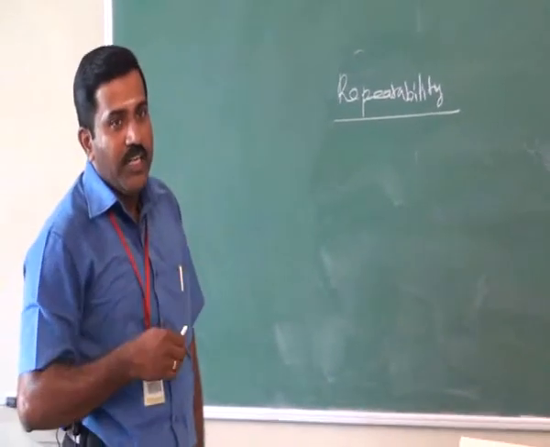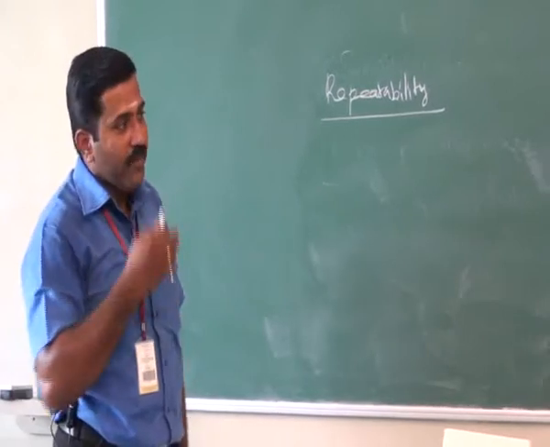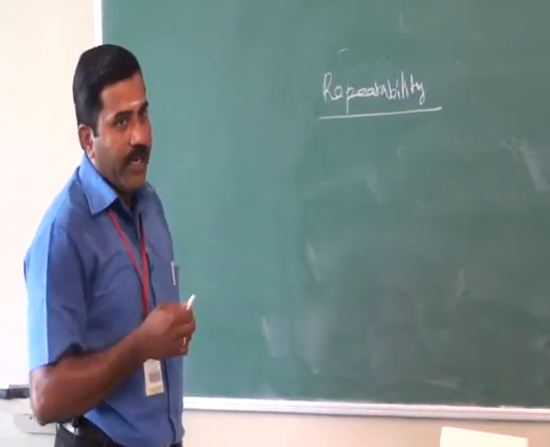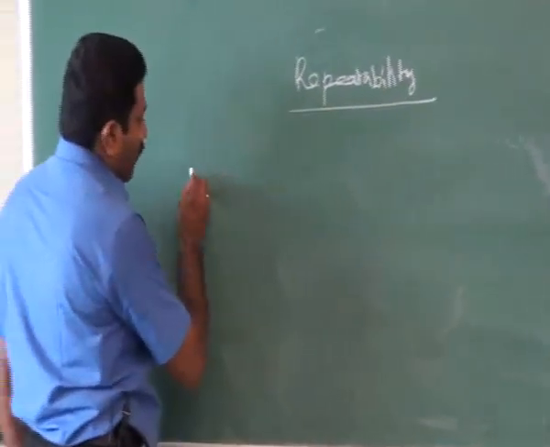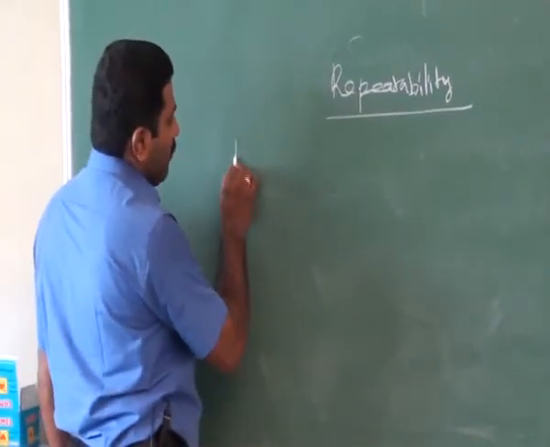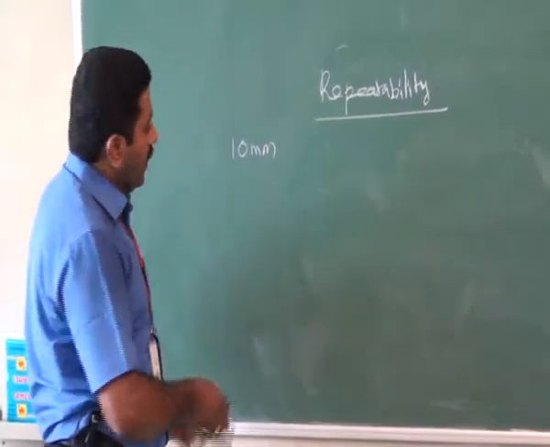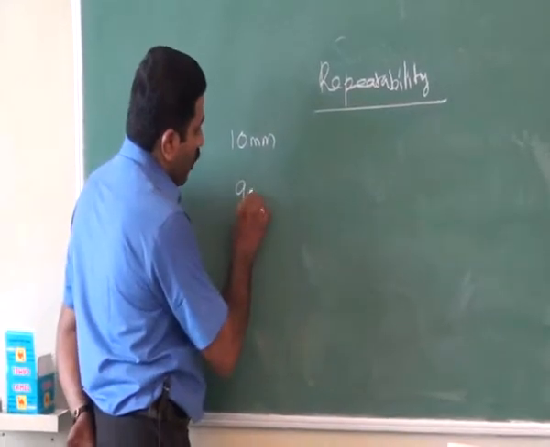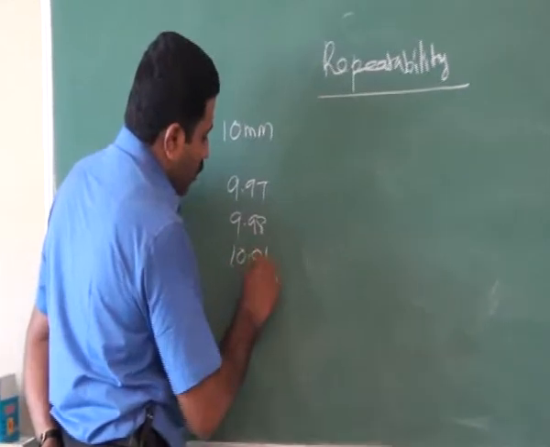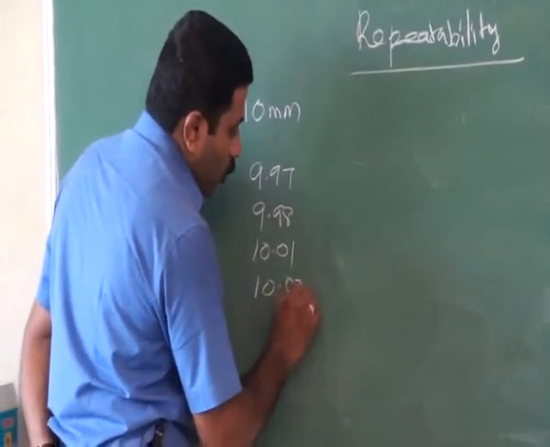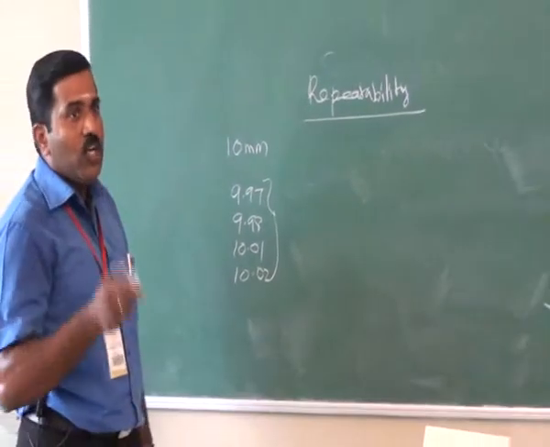Repeatability. Consequently, we are taking readings with the instrument, four or five readings, and the readings are different. For example, the constant value here is 10 mm. We use the instrument and take four measurements: 9.97, 9.98, 10.01, 10.02. So a single instrument gives various measurements.